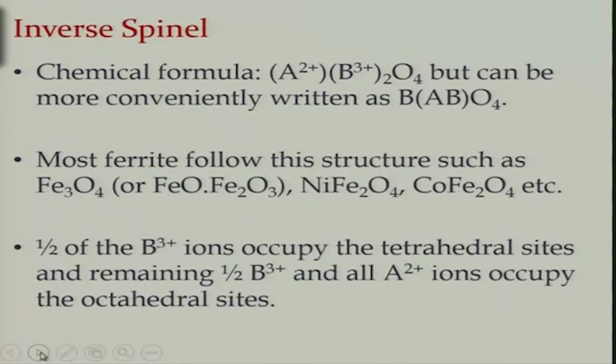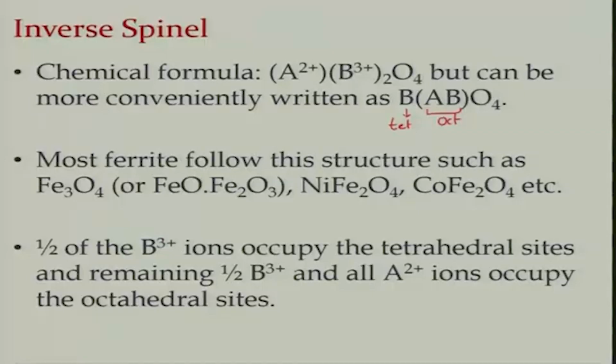And the inverse spinel structure is again the same formula, but it is conveniently written as BABO4. So essentially what happens here is the B atom goes to tetrahedral sites and one A and remaining B go to octahedral sites. That is how this structure is written as inverse. So it's one B goes to tetrahedral site, another B goes to octahedral sites and the A goes to octahedral sites. So here you can see that B divides itself into tetrahedral and octahedral sites and A goes to octahedral site. Most of the ferrites, with the exception of zinc ferrite, tend to follow this structure.